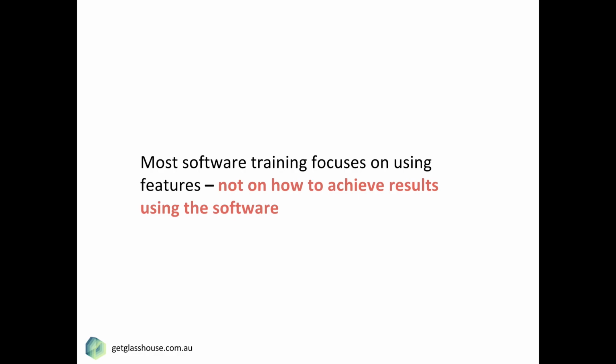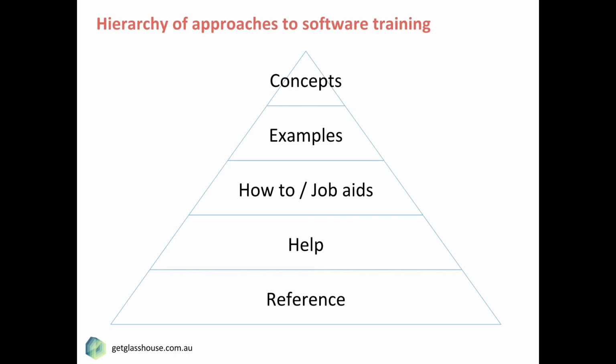Now, the challenge with most software training is it focuses on the features, not how to achieve results with the software. It's a classic, what do people need to do? Instead, what you have is descriptions of what the features are. This is maybe because as software evolves, new features come out, and people need to communicate them. The actual process of training people around achieving the result is considerably more complicated.